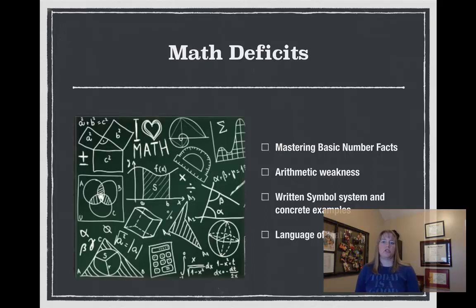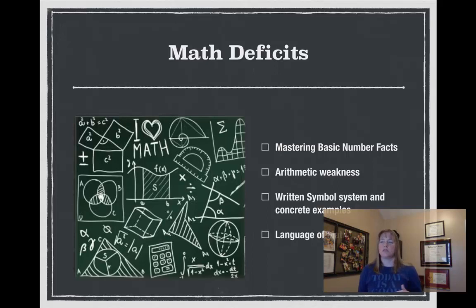The other area is just arithmetic weakness. So I love this quote I read in an article. It said students can be reliably unreliable at paying attention to the operational sign, at borrowing and carrying appropriately, at sequencing the steps in complex operations. Okay, so that's just showing us arithmetic weakness. Those students also that have arithmetic weakness can also have some weakness mastering those basic number facts. So sometimes those can go hand in hand.